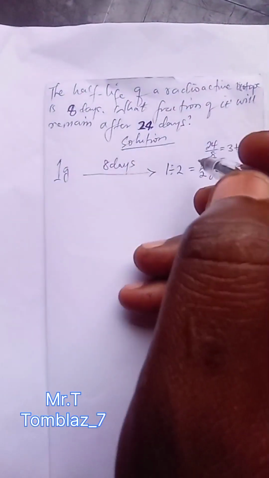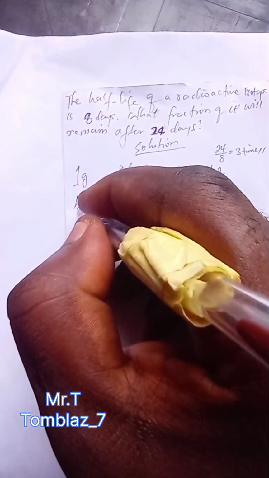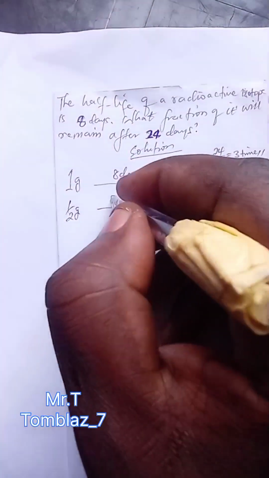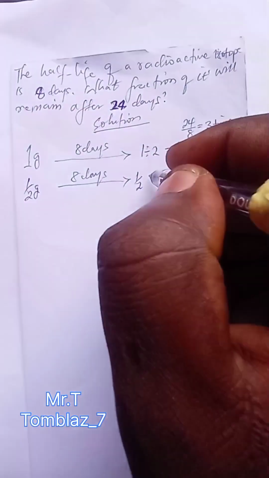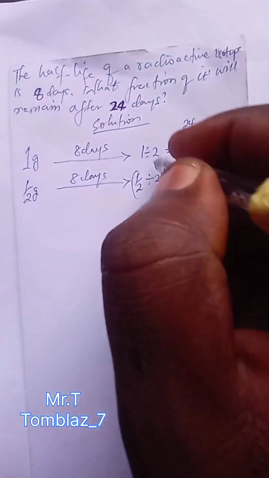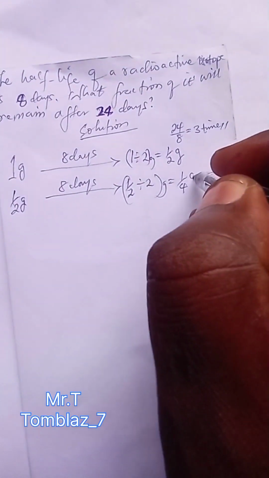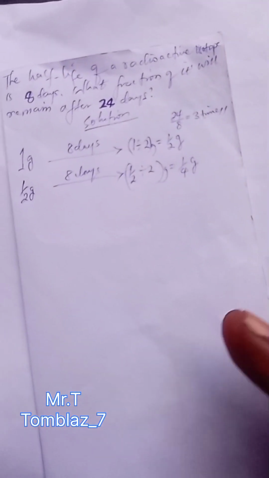So for the second 8 days, we'll take the half that's left, and then we go for the second 8 days. So it will be half divided by 2 again, right? Which will give us 1 over 4 grams.